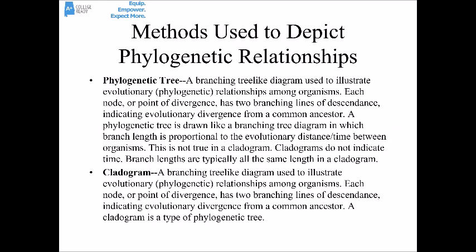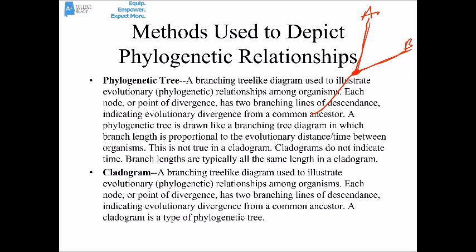So oftentimes phylogenetic relationships are depicted in what are called phylogenetic trees or cladograms. So a phylogenetic tree is a branching tree-like diagram. Each node or point of divergence has two branching lines that come out, indicating an evolutionary divergence from a common ancestor. So a node is a point on that tree where a split happens. So that's a node. So we're saying that there's a common ancestor here, and that some of that common ancestor's descendants became, maybe we'll call this species A. Some of its ancestors became species B.